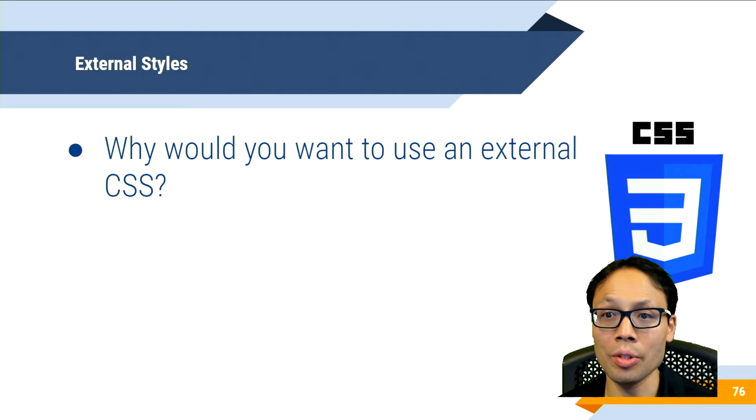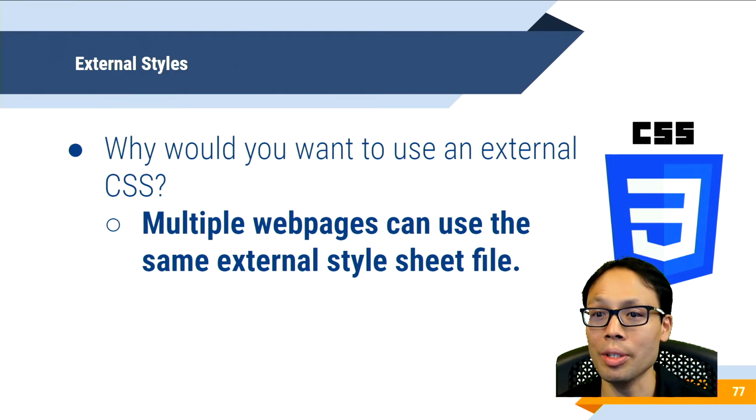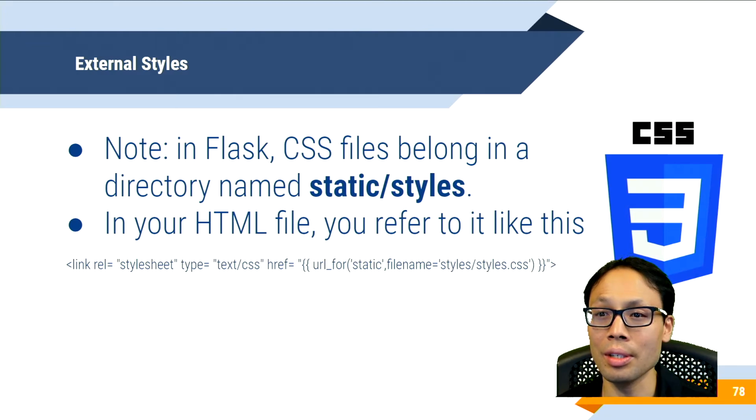A really big question: why would you want to use an external style sheet? The reason is that you might have multiple web pages, as you've now been creating with your activities, and you might want to share the same external style sheet file to keep the styles consistent across your websites. In Flask, style sheets are in a specific location, which is static styles. I gave an example of how that would look inside your HTML file, and you would have to use this exact piece of code.